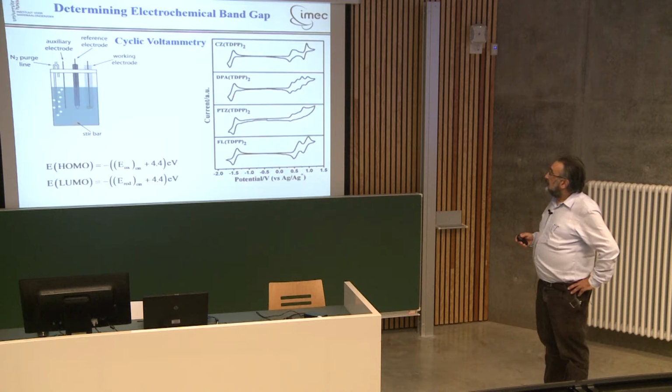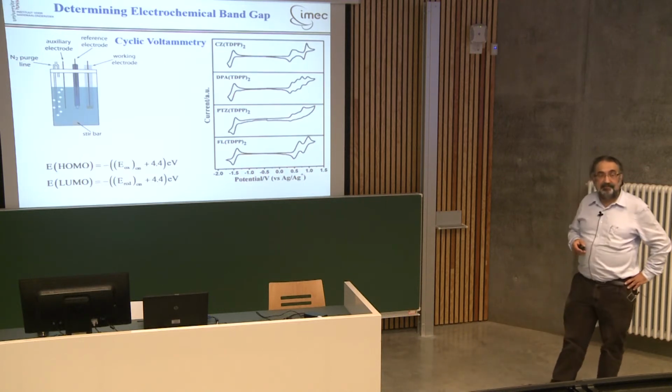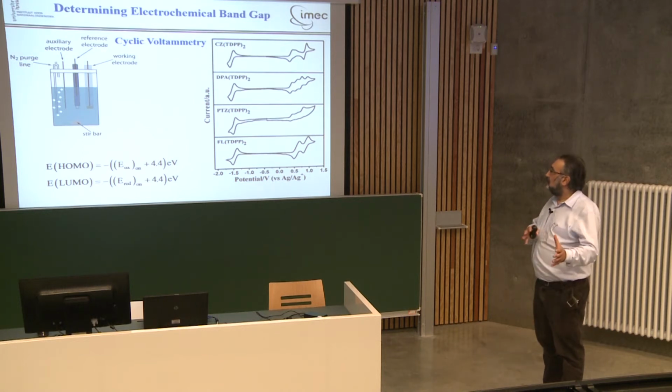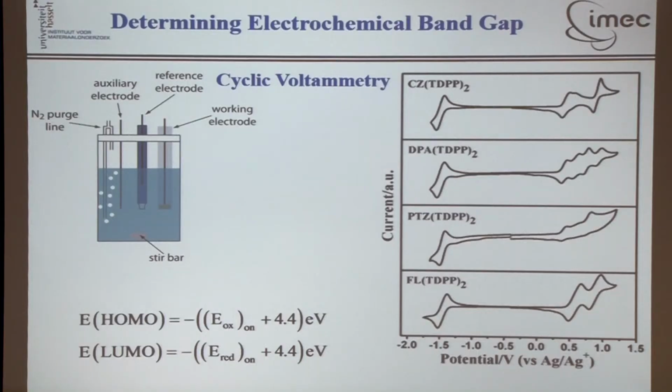Another approach is based on electrochemistry. You can do cyclic voltammetry, so you scan your film in a cell over different potentials. Here are typical examples. Once you are able to oxidize or reduce the material, you will measure a current. In this way you can nicely follow oxidation processes, and after oxidation maybe reduction, and then back oxidation to the neutral state.